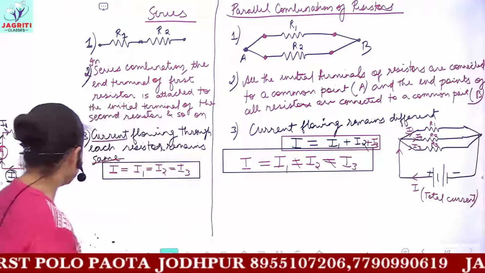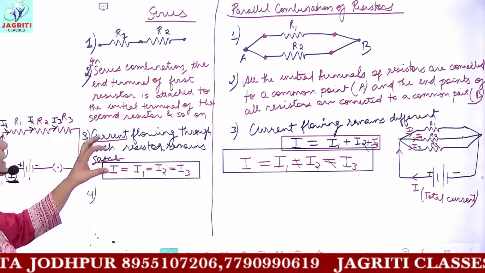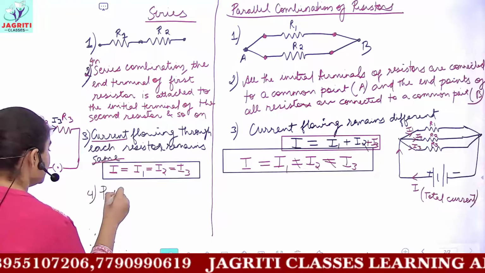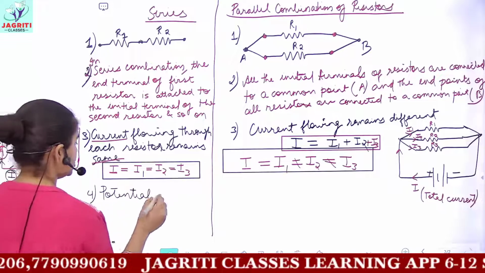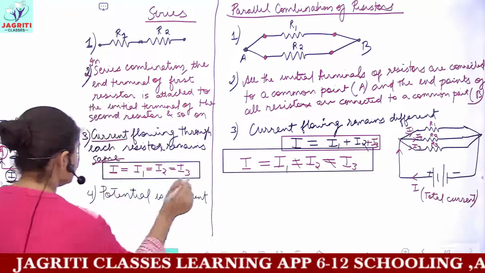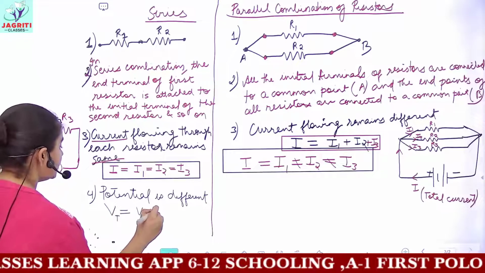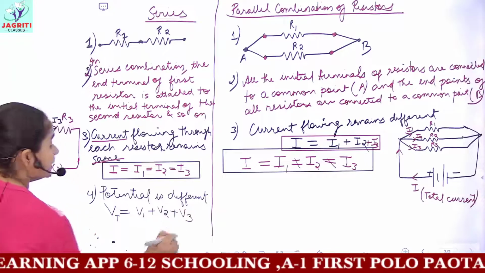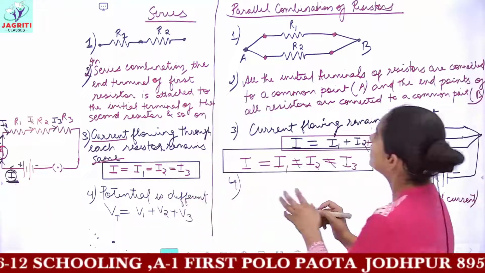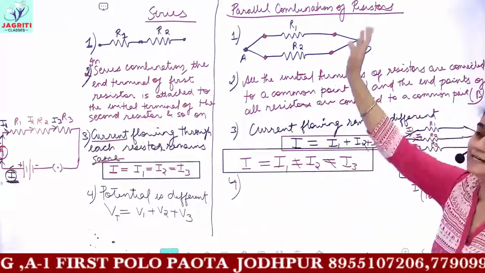Okay. So the next point we will be discussing is our fourth point, that is, in series resistance the current remains the same but the potential is different. Potential is different for different resistors, which means the total potential V is V1 plus V2 plus V3. Whereas in parallel combination, you can remember that current remains constant in series, whereas potential remains constant in parallel.